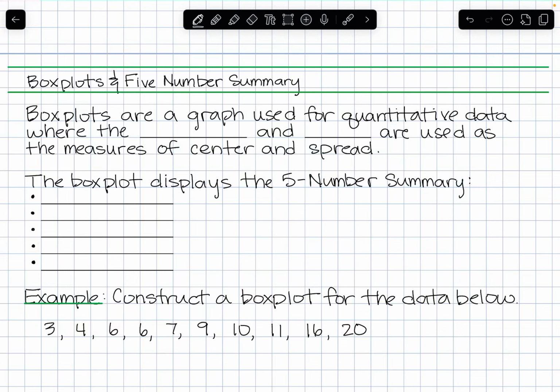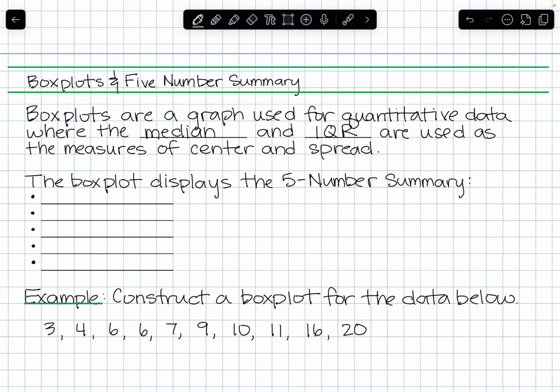In this video, we're going to learn about our last graph for Unit 1, and that graph is called a box plot. Box plots are graphs used for quantitative data where the median and the IQR, interquartile range, are used as the measures of center and spread. In other words, box plots are graphs that are commonly used when we're looking at data that is skewed or that has noticeable outliers in it.